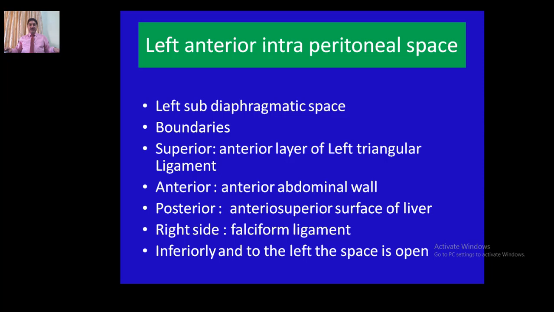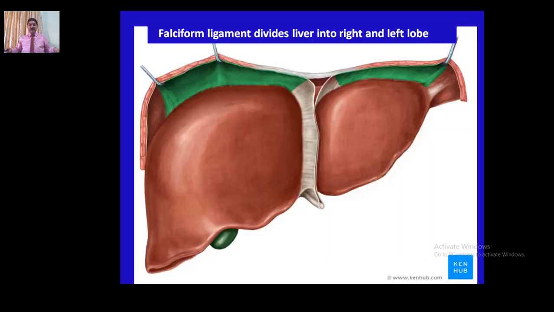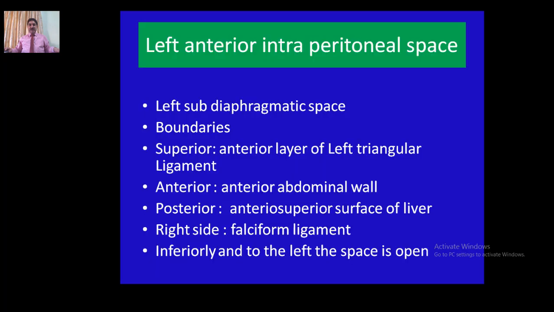Its boundaries are: superior boundary formed by anterior layer of left triangular ligament. Anteriorly it is bounded by anterior abdominal wall. Posterior boundary formed by anterior superior surface of liver. On the right side, it is bounded by falciform ligament. Inferiorly and to the left, the space is open.